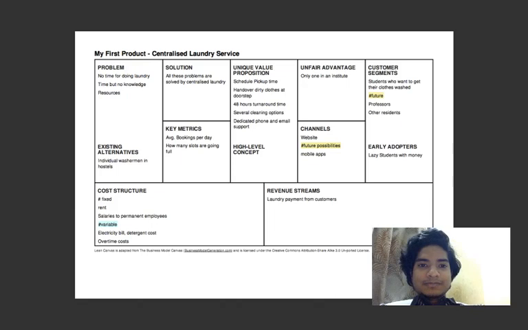The business that I have chosen is that of a centralized laundry service, as you may be aware, is present in our institute too. So, let's start.